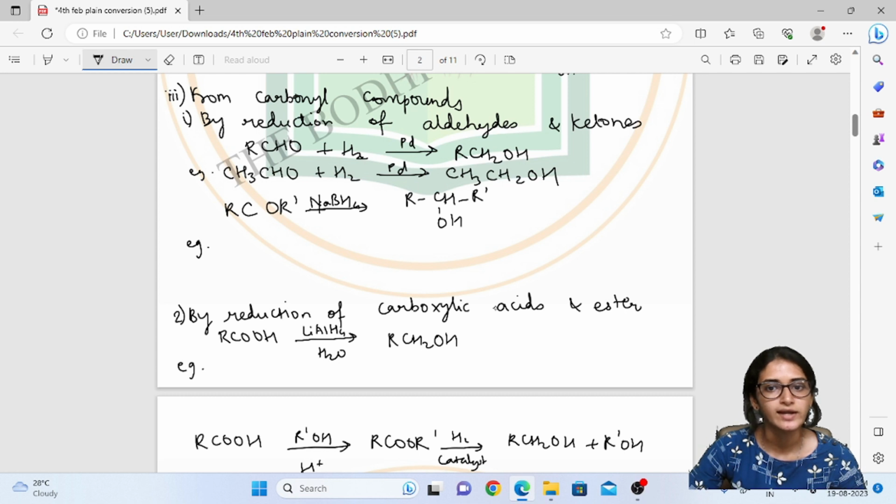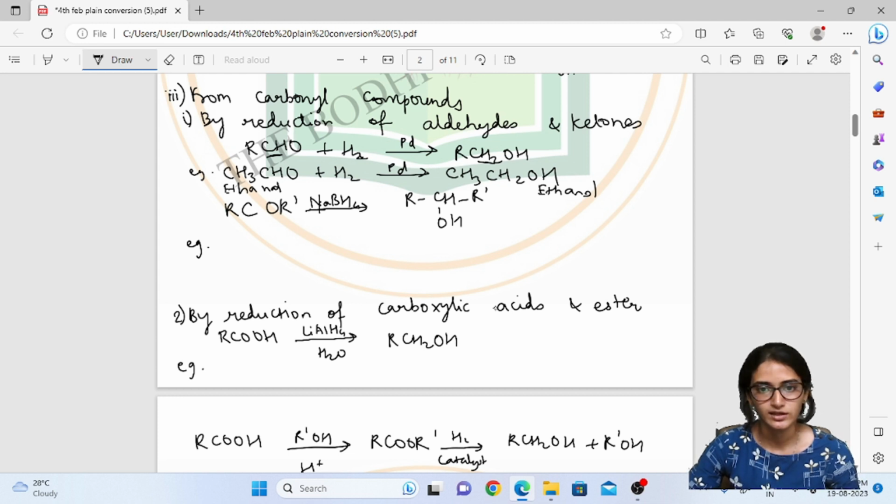So what happened here? RCHO is getting converted to RCH2OH. Here there is CH, and here there is CH2. That means one more hydrogen is added here, and also one more hydrogen is added there. So an aldehyde on hydrogenation in the presence of a catalyst will be converted to the corresponding alcohol. What is the name of this? This is ethanol. So ethanal in the presence of hydrogen and catalyst will give us ethanol. It is an ethanal to ethanol conversion using a catalyst and hydrogenation.